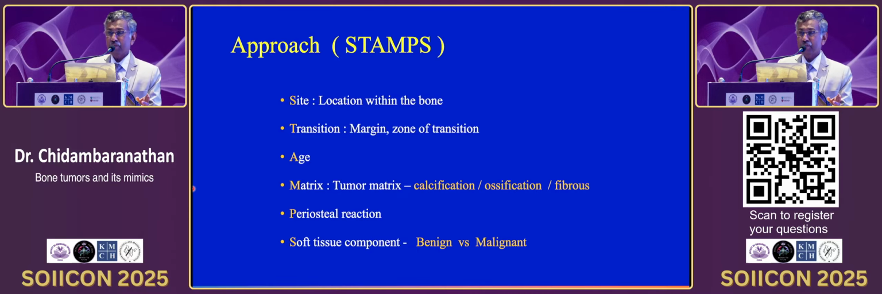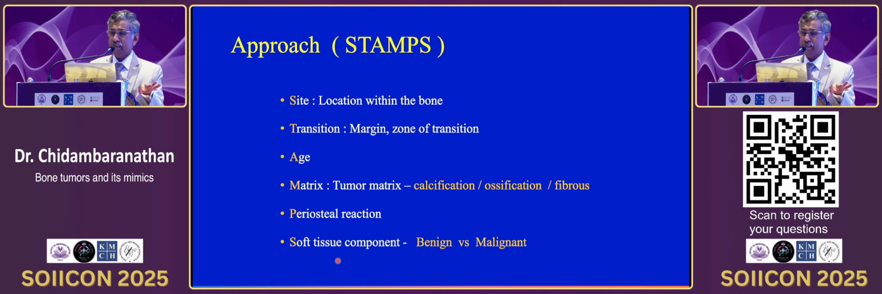So before the approach, we'll start now. All of you know this will be STAMP. You have heard about location, that is the site, transition, and age, matrix, periosteal reaction, and soft tissue component. That is called STAMP. The location within the bone: epiphyseal, metaphyseal, or diaphyseal involvement. Transition, whether the tumor margin, the zone of transition, is well defined, narrow, or wide. Age is important. Matrix, whether calcified, ossified, or fibrous. What type of periosteal reaction, and whether a soft tissue component is there or not.